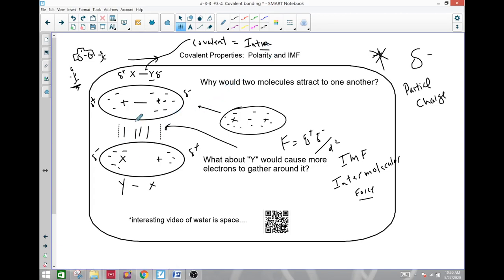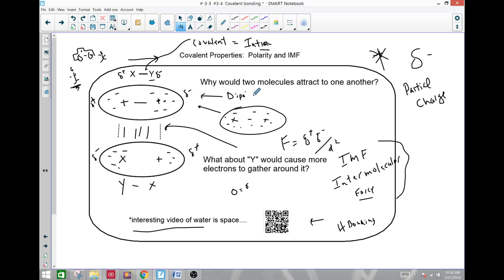These attractions cause water molecules to stick together. Here's an interesting video showing how water acts in space, and we can see these water molecules literally sticking to one another. Really fascinating. The force we're dealing with here in terms of water is what we call hydrogen bonding. Hydrogen bonding is where you have what's called a dipole, a molecule with a positive and negative end.